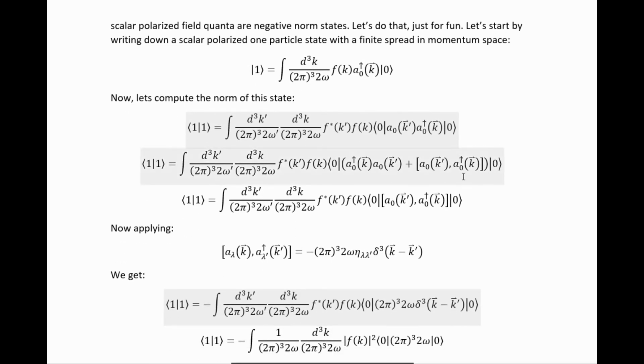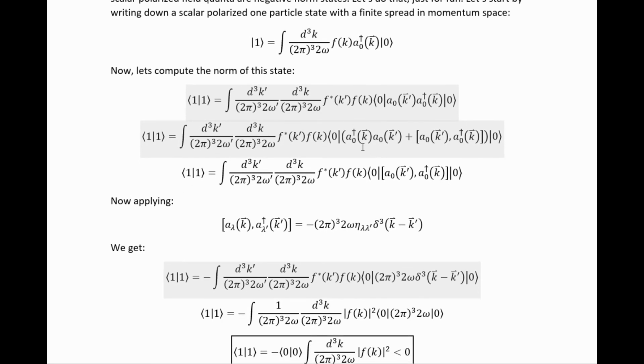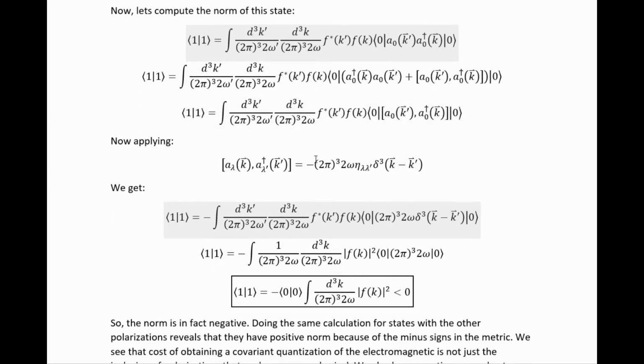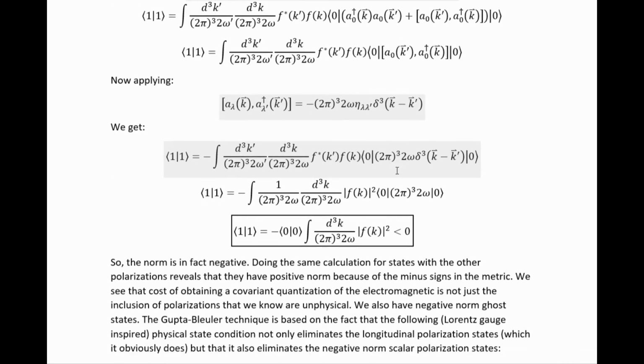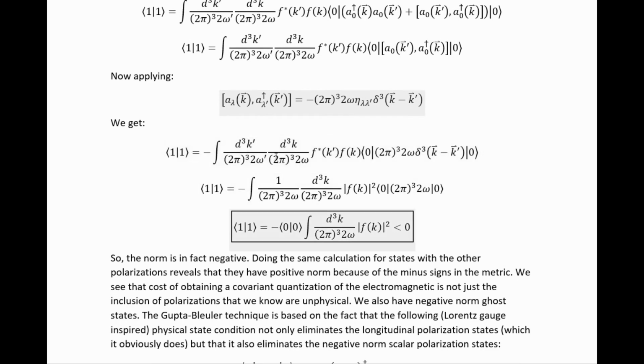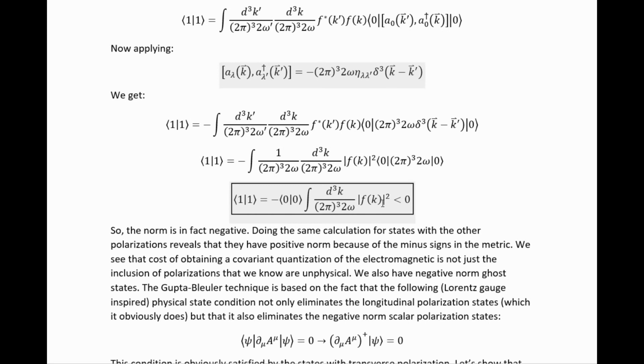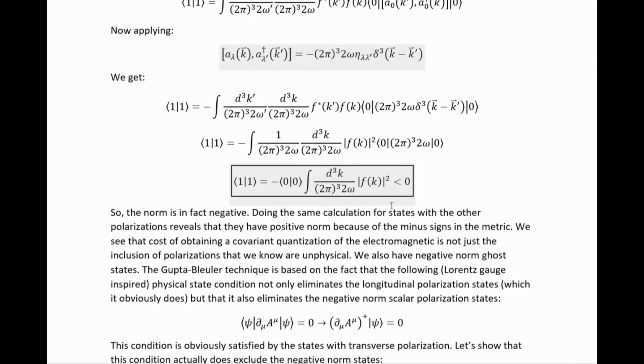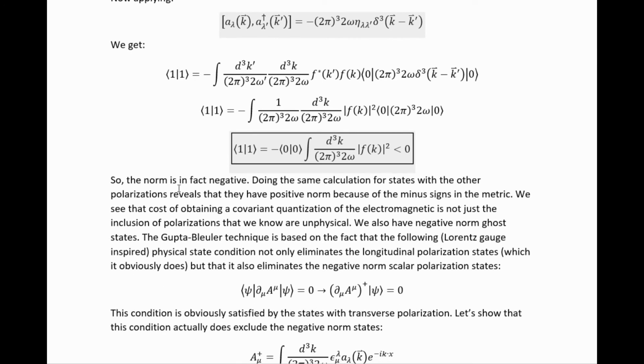We can rewrite it in terms of the commutator, and then recognize that this term is going to vanish because it has an annihilation operator applied to the vacuum, which gives us this. Then we've got this value for that commutator, which ultimately gives us this. Then we can do the k prime integral and simplify, which gives us this. And because this is f mod squared, we know that this must be a negative norm state. It must be less than 0. So we've proved that key result for the scalar polarization. So the norm is in fact negative.